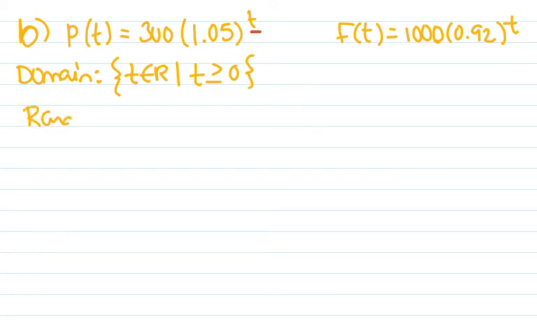And then the range is representing y, or P in this case, which is the population. The population starts at 300 fish. That's the initial amount, and it's increasing from there. So P is a member of the reals such that P is greater than or equal to 300.